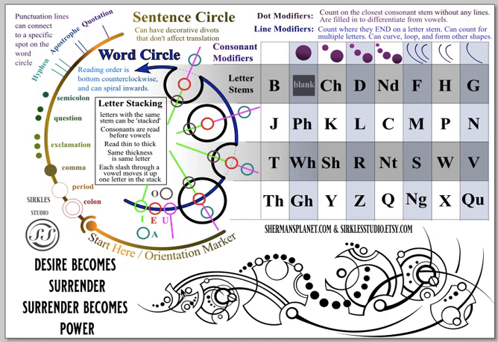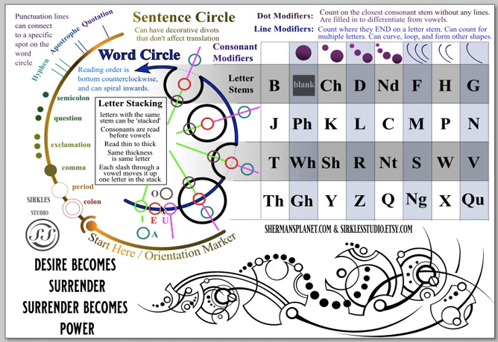So we have line modifiers here, and then we have letter stems, which are divots on the word circle, or are completed circles inside the word circle. And there's also circles on the line of the word circle, but there's none of these letters in this design, so we're not going to worry about that.